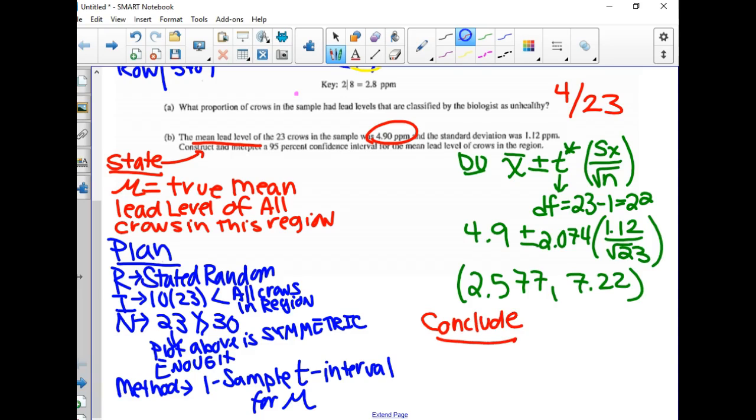I am 95% confident that the interval from 2.577 to 7.22 includes the true mean lead level of crows in the region. Again, use the sentence to help you with the context. I am 95% confident that the interval from 2.577 to 7.22 includes or contains the true mean lead level of crows in this region.